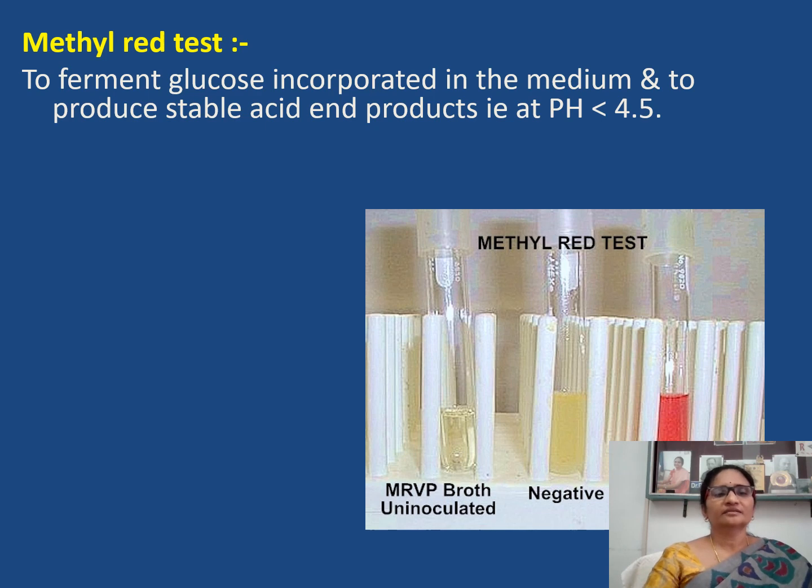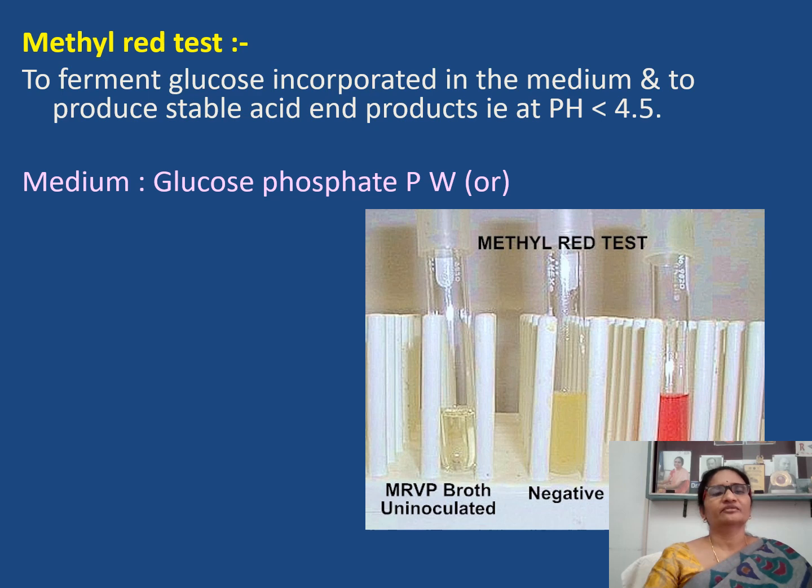Here the purpose is that some of the bacteria will ferment glucose and produce stable acid end products. Acid pH is below 7, so the pH will be below 4.5. It is maintained at 4.5. This ability we can check with the help of the methyl red test. For that you need a medium called glucose phosphate peptone water.